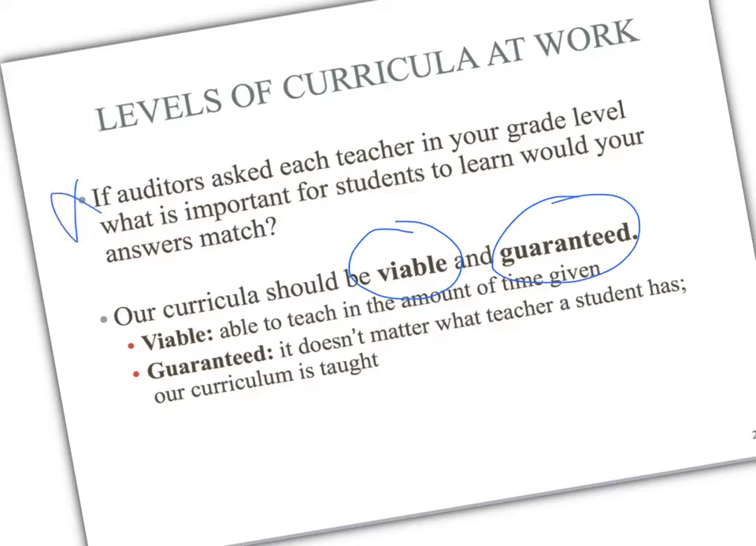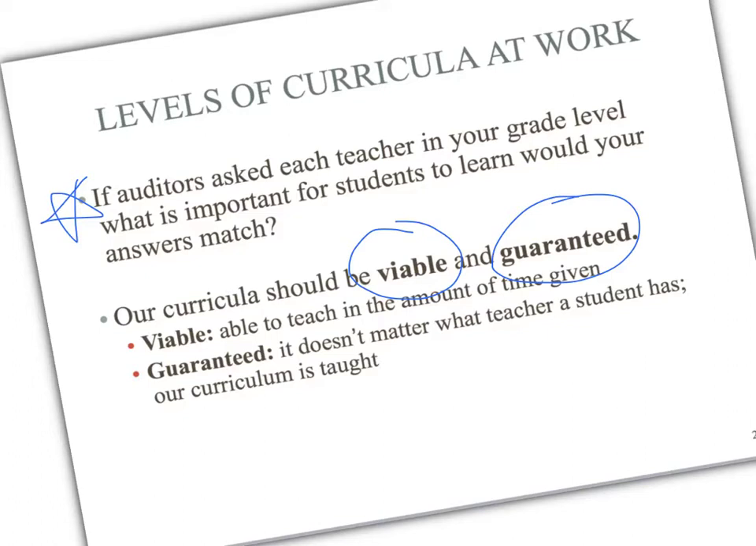I like the illustration here in the first bullet where it talks about if auditors ask each teacher in your grade level or each teacher in your department what is important for students to learn, would your answers match, right? Would everybody in your department say the same thing? Would everybody in your grade level say the same thing? And I think by going through this curriculum mapping process, the answer would be yes to that.